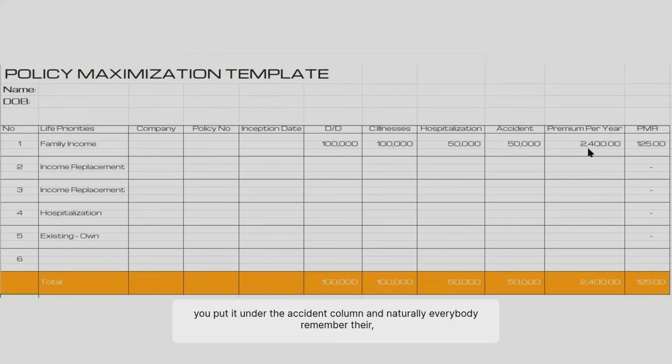And naturally, everybody will remember the premium one. So you put here your premium per year. Don't put your premium per month. So if you know you're paying 200 per month, right? You take 200 times 12, so you get a premium per year.